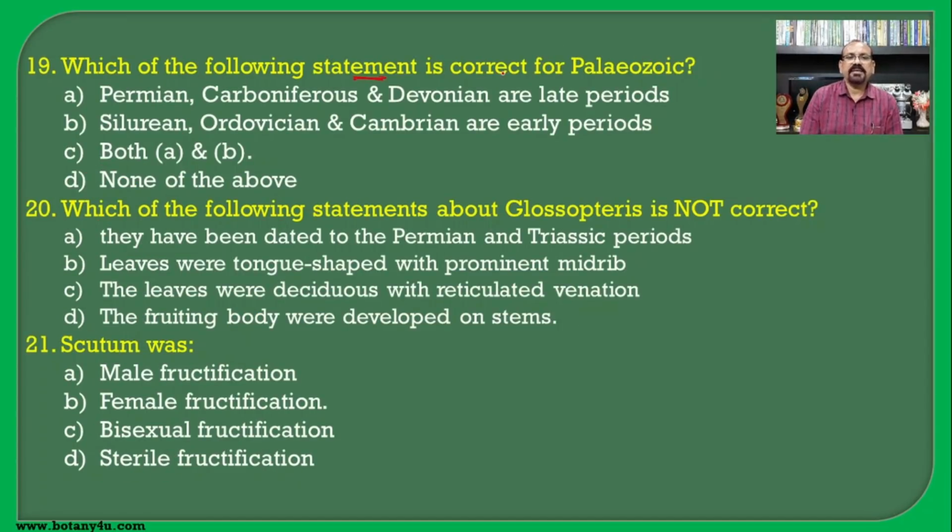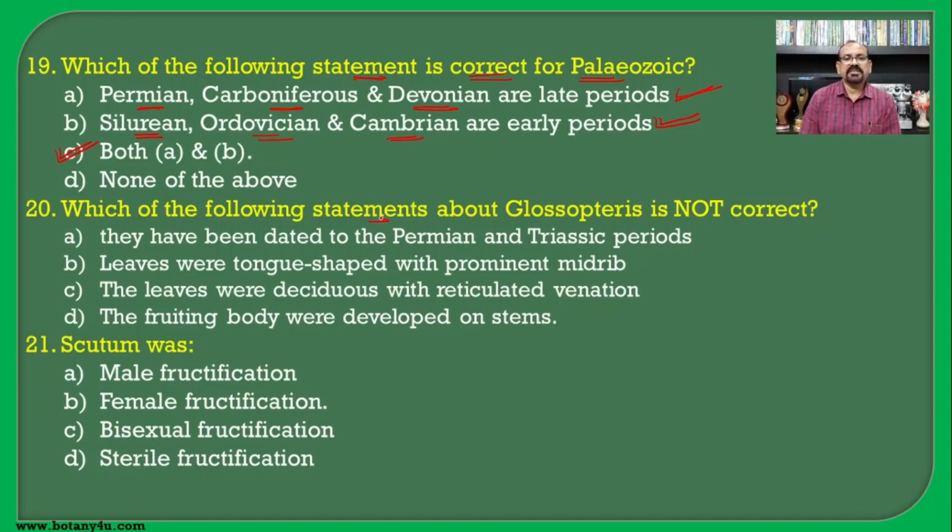Which of the following statements is correct for the Paleozoic? The Permian, Carboniferous and Devonian are the late periods. The Paleozoic has two parts, early and late, and this statement is correct. In the early Paleozoic, there are the Silurian, Ordovician and Cambrian. So both statements are correct, and hence the correct answer is C, both A and B.